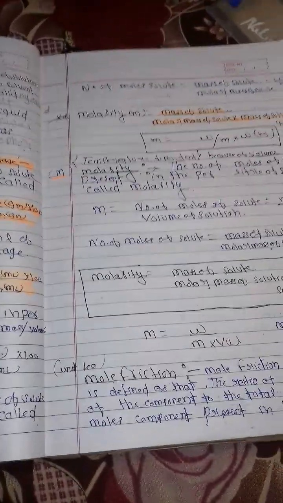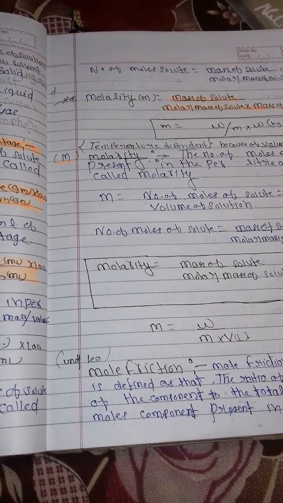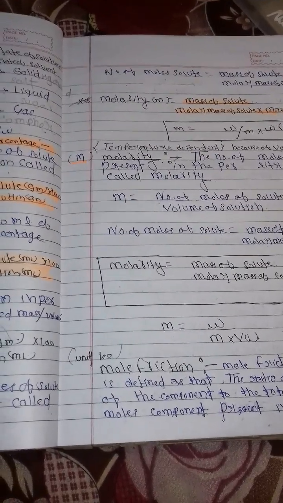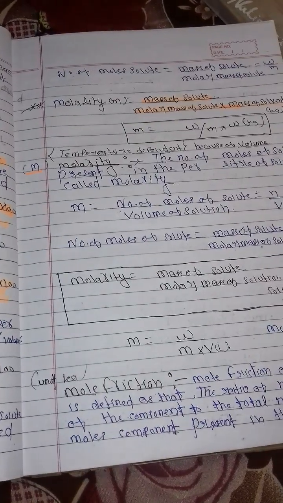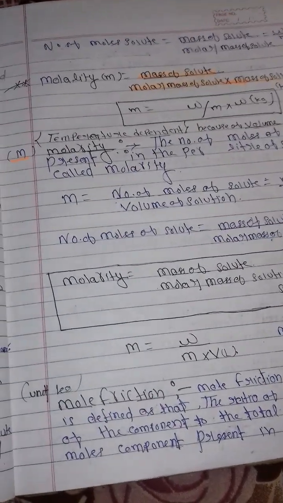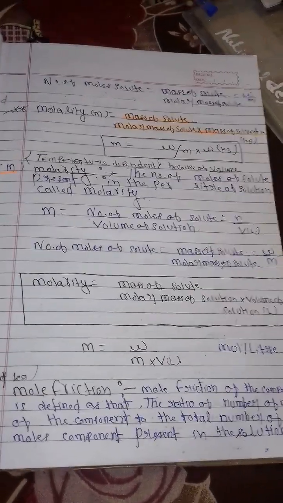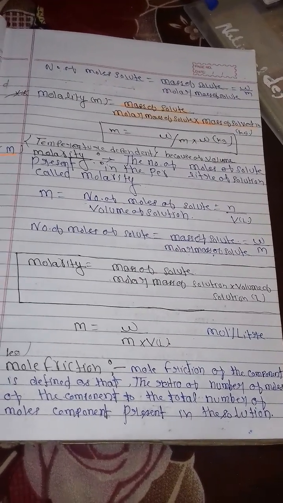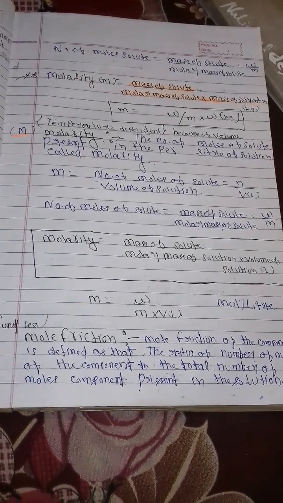Molarity: the number of moles of solute present per liter of solution is called molarity. Molarity will always be temperature dependent, but molality is not dependent on temperature. Molarity is basically denoted by capital M, and as you can see, molarity is equal to mass of solute upon molar mass of the solute into volume of solution in liter. M is equal to W upon M into V.